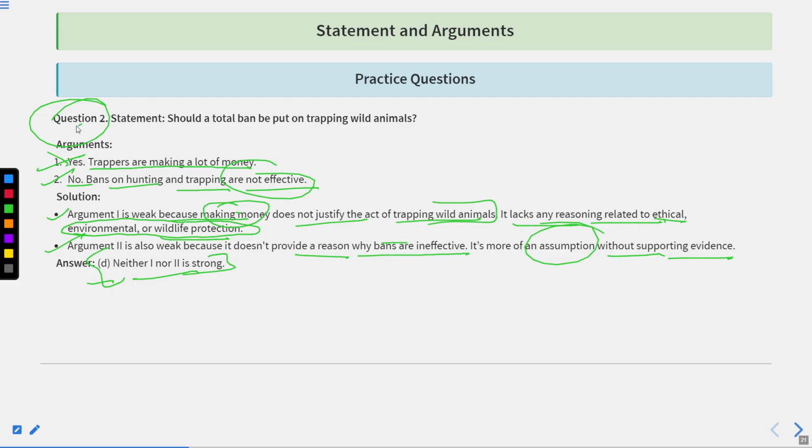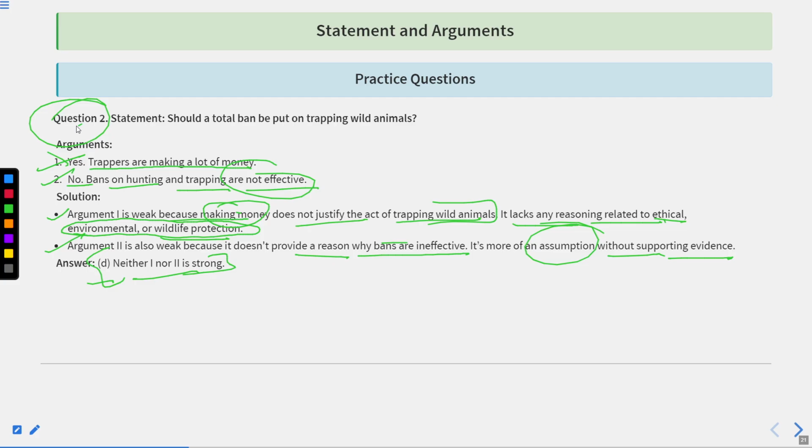So therefore, this argument itself becomes a very weak argument. There is no logical inference that is being followed, and comparing it with making money does not justify the act of trapping wild animals. Therefore, both the arguments are not strong. Please check, the relevancy is very important.